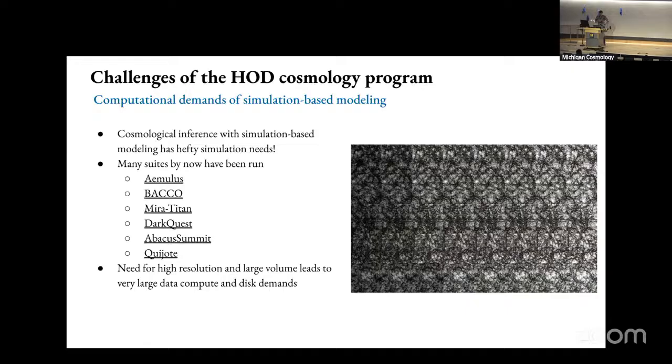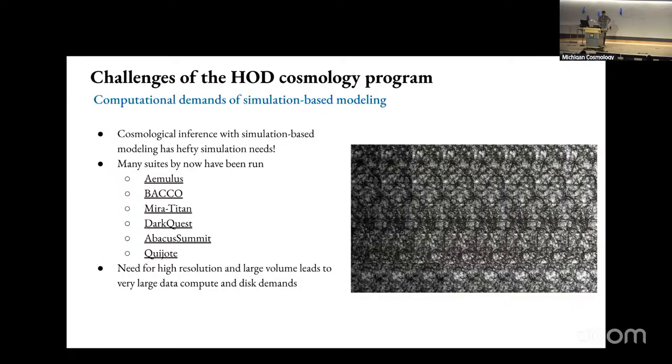Another major challenge of HOD cosmology today is just the computational demands of simulation-based modeling. So okay, you can get these improved accurate predictions beyond what can be achieved with fitting functions, but you need to run a cosmological suite of high-resolution boxes with large cosmological volumes, and it's a huge demand on just the raw compute of producing these simulations.